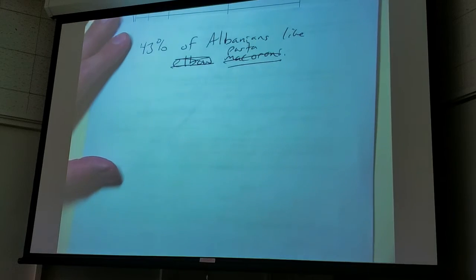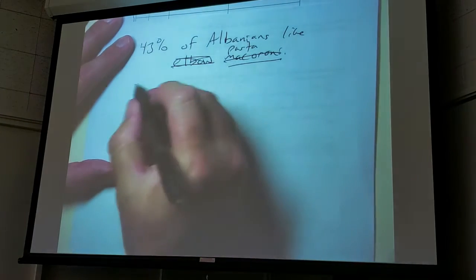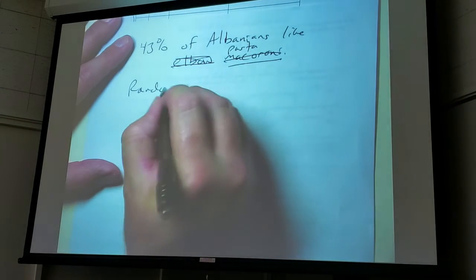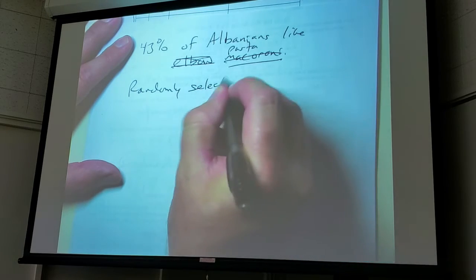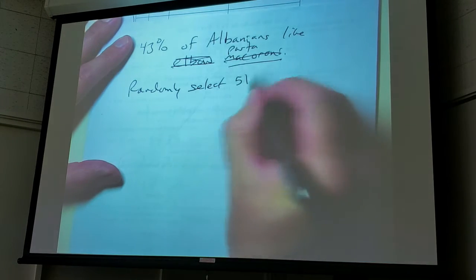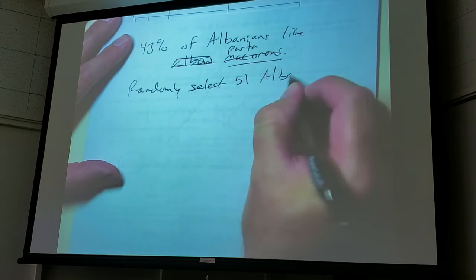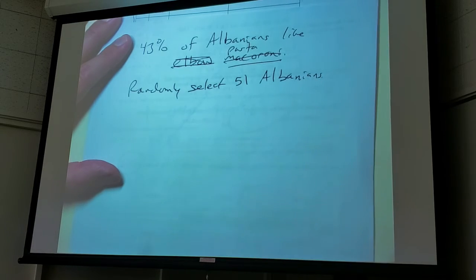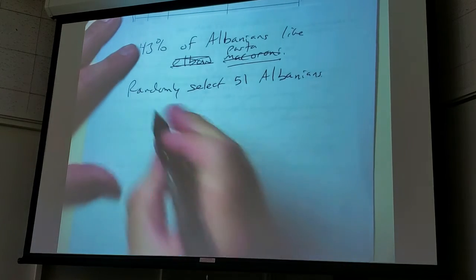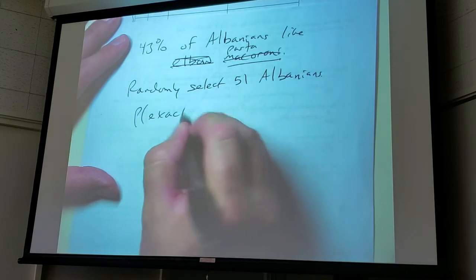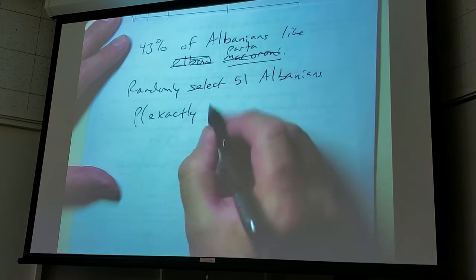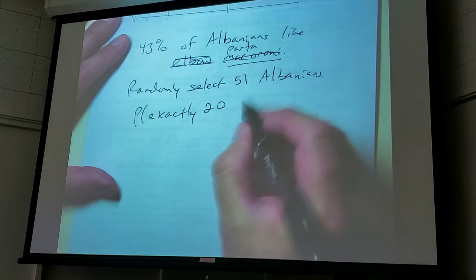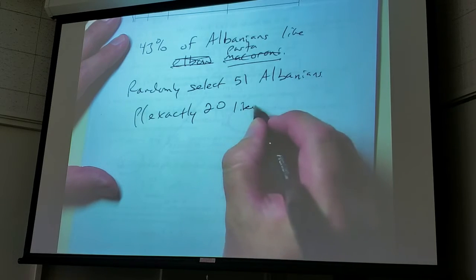Okay. Now, if we randomly select 51 Albanians, what is the probability that exactly 20 like pasta?